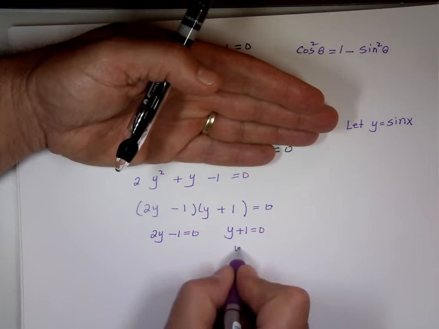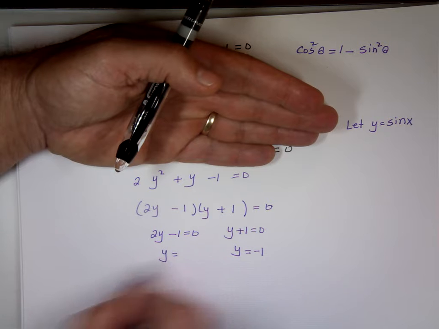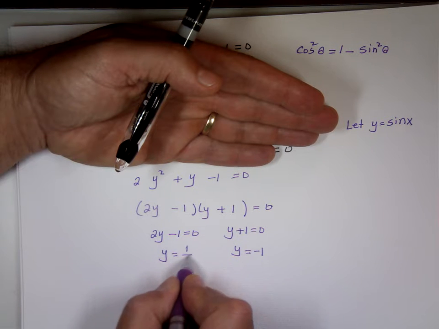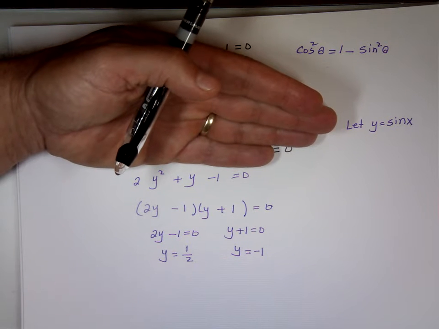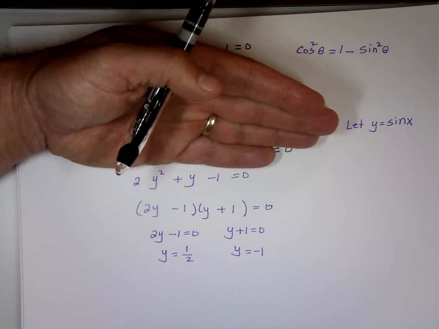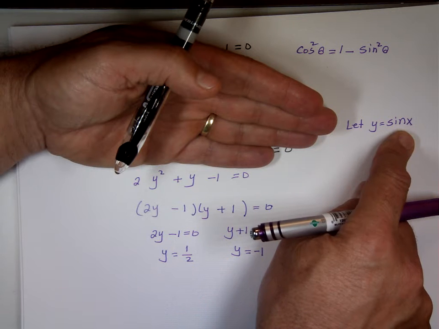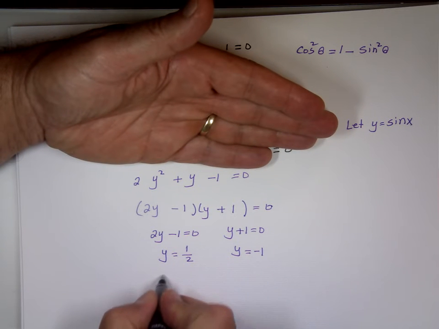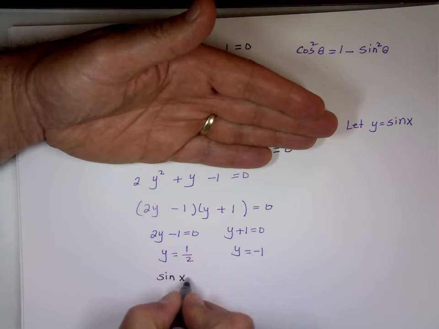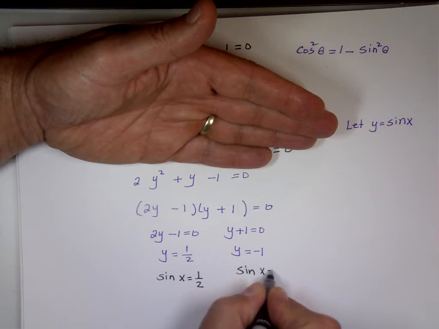So what is y equal to here? Negative 1. And what's y equal to here? Positive 1/2, right? Because you got to take the 1 there first and divide by 2. Now, wait a minute. Oh yeah, I forgot. I let y equal what? Sine x. So now bring it back here. Go back to sine of x. You have sine of x equals 1/2, and you have sine of x equals what? Negative 1.